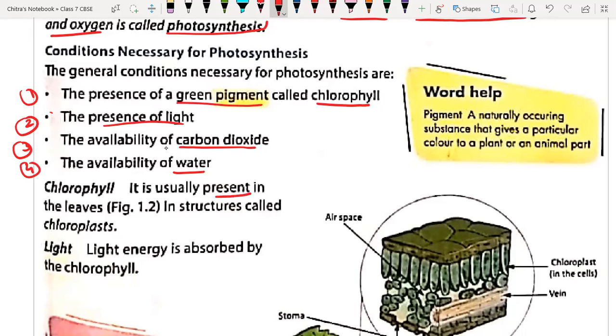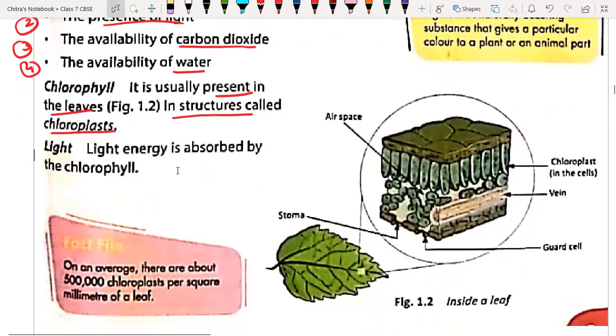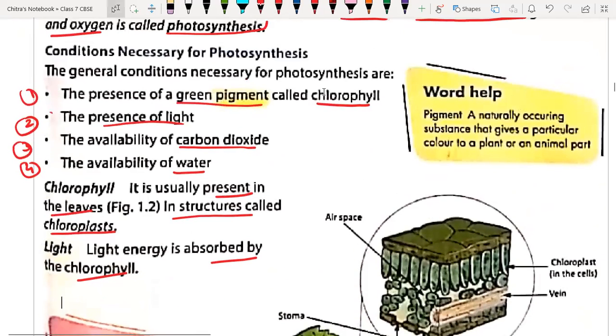It is usually present in the leaves in a structure called chloroplast. So chlorophyll is present in the leaf in the structure called chloroplast. What is light? The light energy is absorbed by the chlorophyll, and that converts into chemical energy. That chemical energy is then stored in the form of food by using water and carbon dioxide.